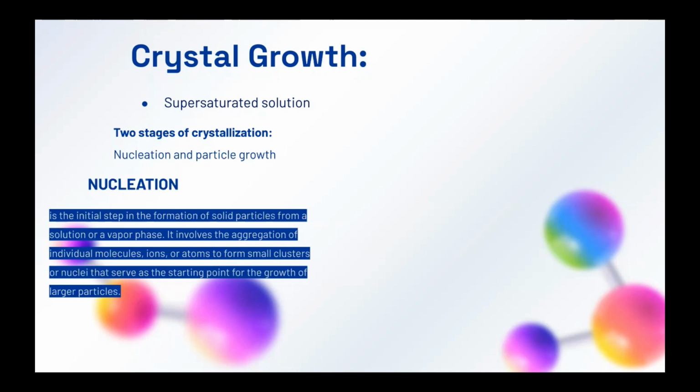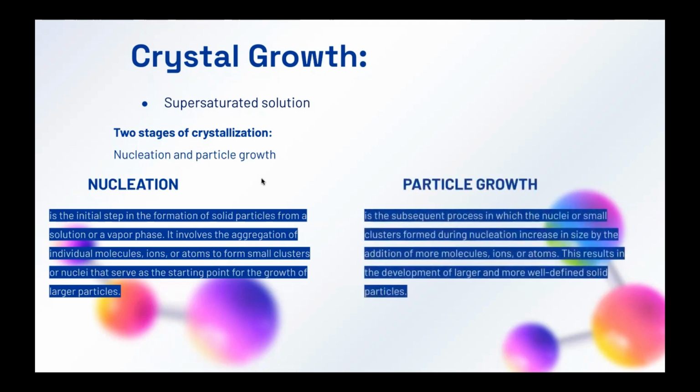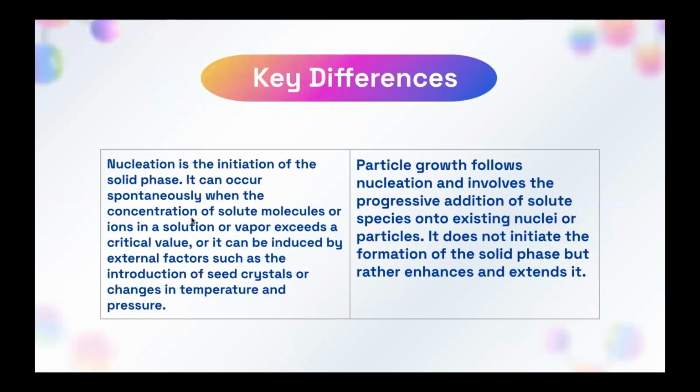And on top of that, the particle growth proceeds afterwards. So particle growth is the subsequent process in which the nuclei or small clusters formed during the nucleation increase in size by the addition of more molecules, ions or atoms. This results in the development of larger and more well-defined solid particles. So here are the key differences in nucleation and particle growth.